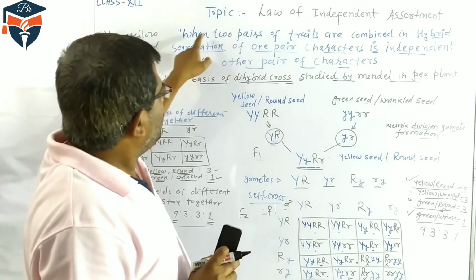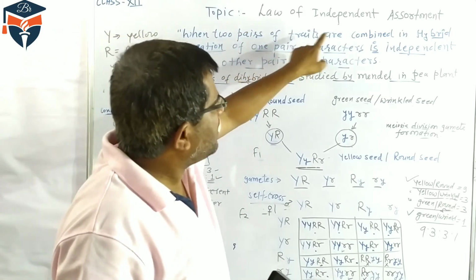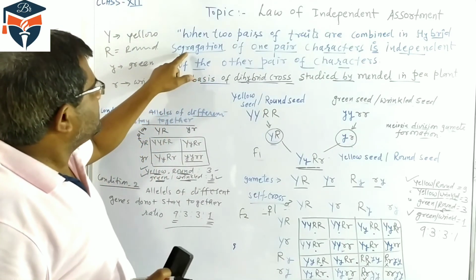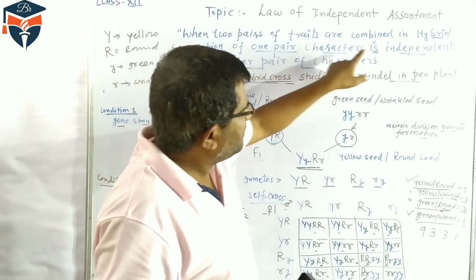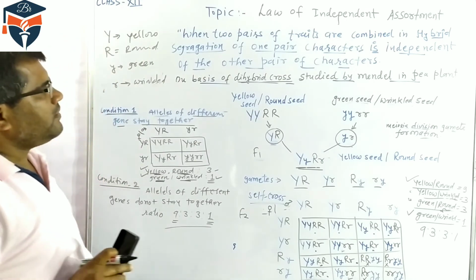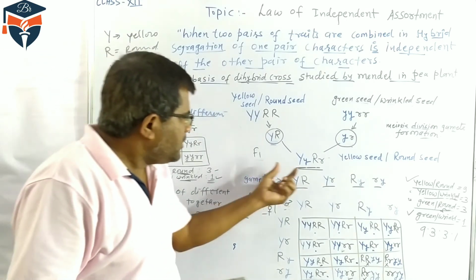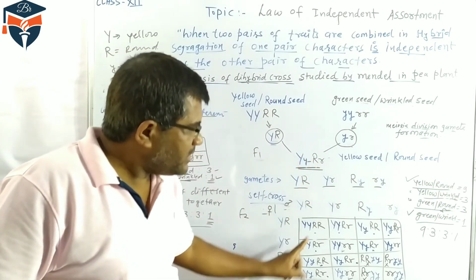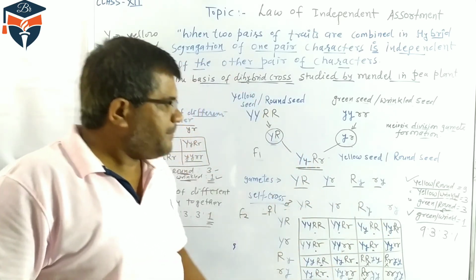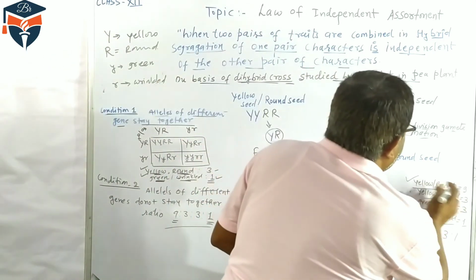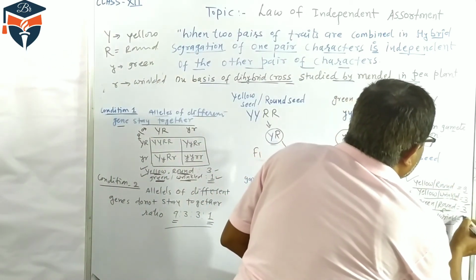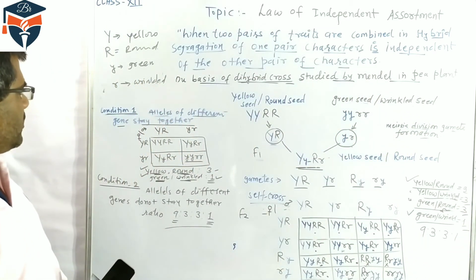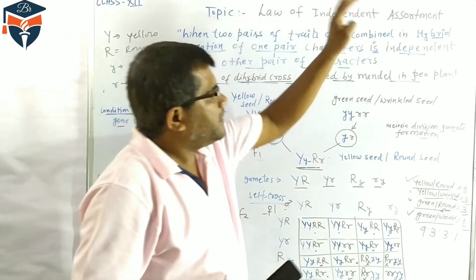When two or more than 2 traits are combined or crossed, they combine in the hybrid. Segregation of one pair of characters is independent of the other pair of characters. It means all these alleles are together, but each allele expresses its characteristics independently, and that's why the ratio 9:3:3:1 comes. And it is overall about the law of independent assortment.